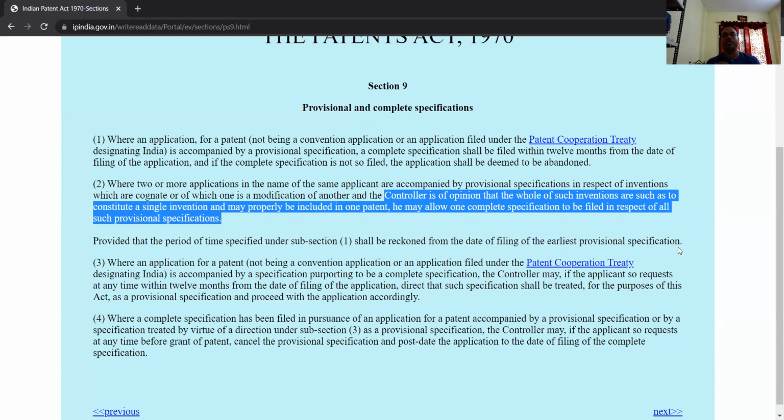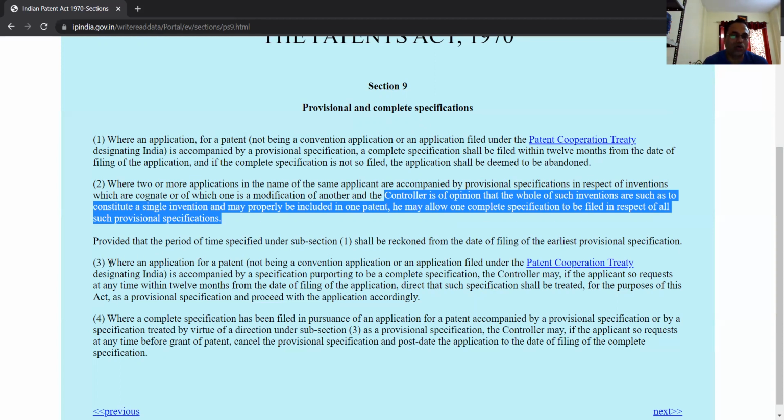For example, if I do not want to include the January application in my specification, I leave out January, I leave out February, and I just take November as the final one. Then from November onwards, I again have 12 months. But if I want to include the others, then the 12 months will be counted from the first such provisional application. This is point number 2.